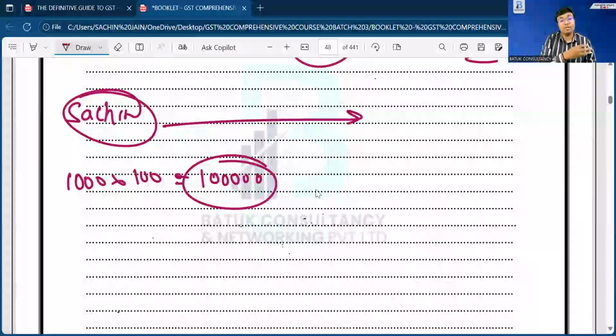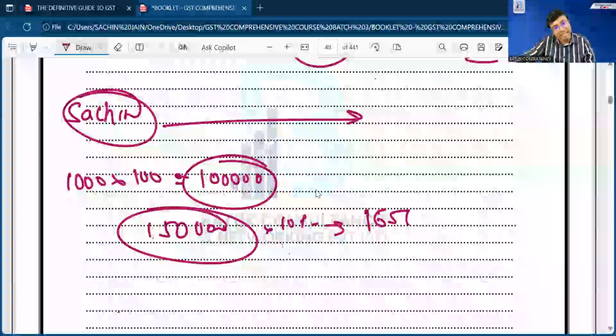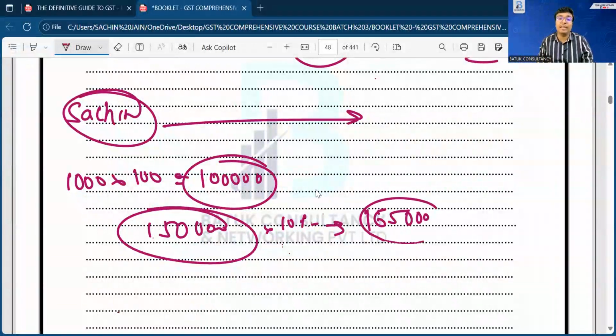Okay, we also have to identify the fixed cost and the variable cost. According to that, the value is going to be determined. Suppose the value is 1,50,000 rupees, so cost plus 10%, so 1,65,000, but the taxpayer is paying on 1 lakh rupees only.